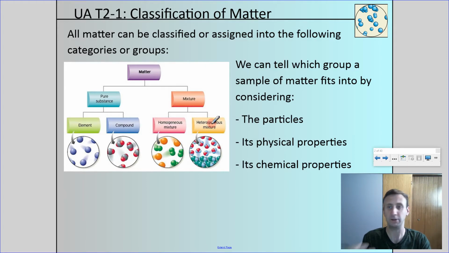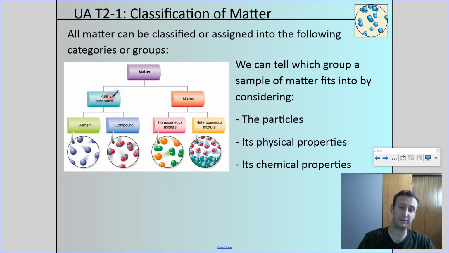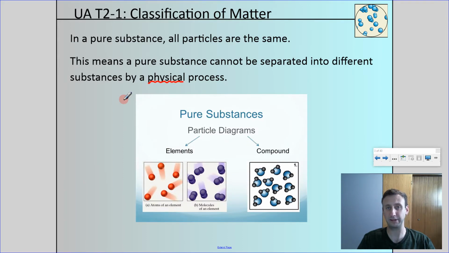All right, so we can tell which group a sample of matter fits into by considering the particles, its physical properties, and its chemical properties. So these are the things that we're going to consider when we take a look at these different groups. In a pure substance, all particles are the same. So going back here, matter can be classified into a pure substance or a mixture. In a pure substance, every particle is the exact same.